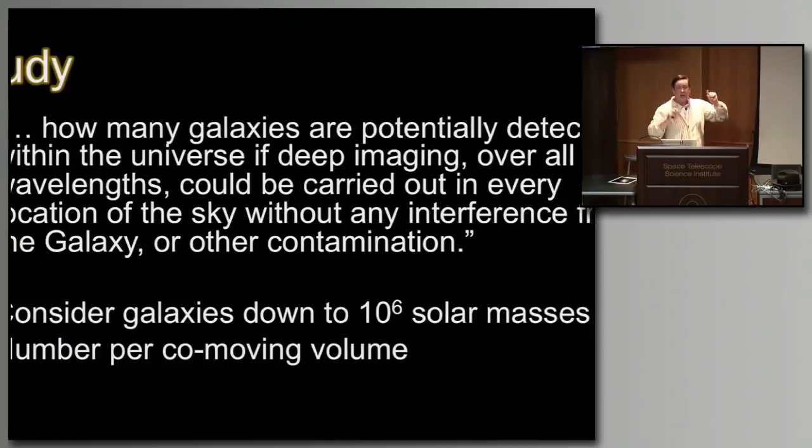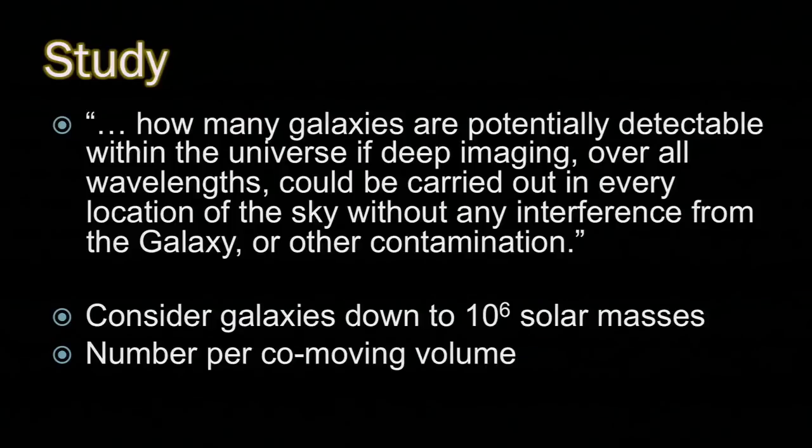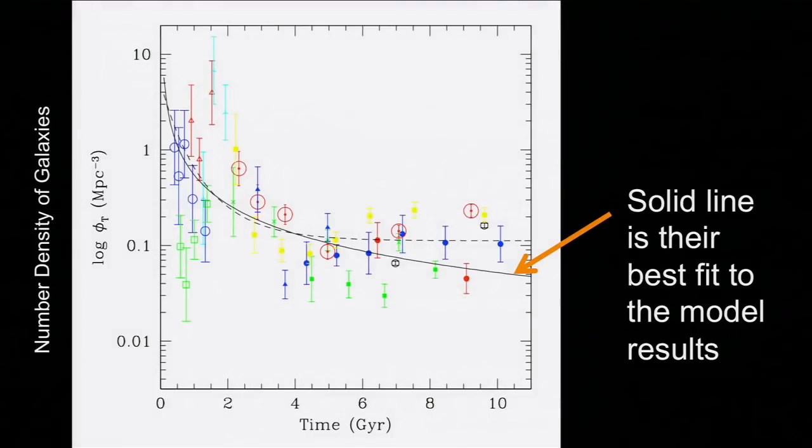Not in this. We're talking about what we call co-moving volume, so the expansion of the universe is already factored out. The densities have been factored out of the expansion when we're talking about the densities here. This is one of the key figures in their paper. On the y-axis is the number density of galaxies, and on the x-axis is time in billions of years, starting at the Big Bang here up to almost the present day over here.